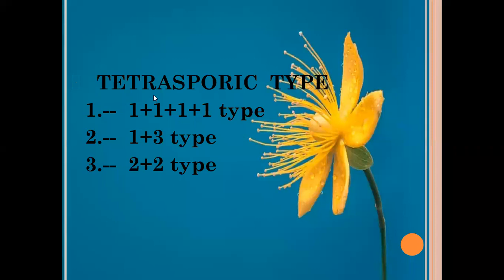Tetrasporic embryo sacs are mainly three types based on the arrangement of megaspores in the ovule or in the embryo sac. See, they are 1+1+1+1 type of embryo sac, 1+3 type of embryo sac, and 2+2 type of embryo sacs. 1+1+1+1 type belongs to tetrasporic. 1+3 type also belongs to tetrasporic. 2+2 also belongs to tetrasporic.